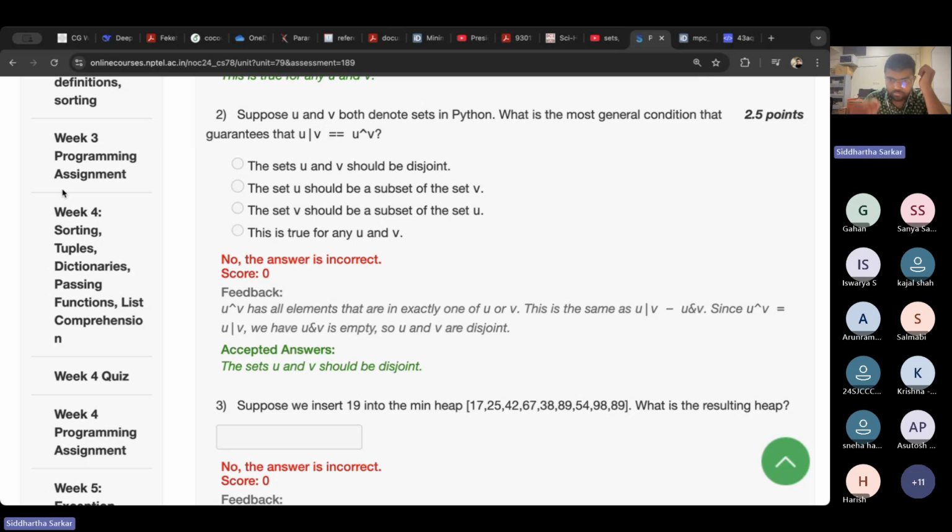So how many of you are able to construct the heap? So you have a description of the heap in terms of a list. From here you have to construct the heap. So let me construct the heap and then insert 19. Then we will see which answer is correct.